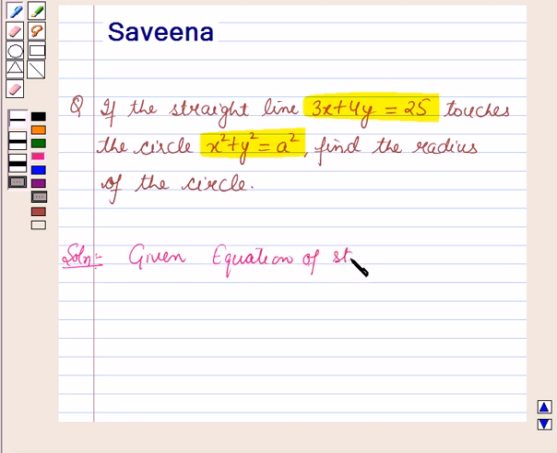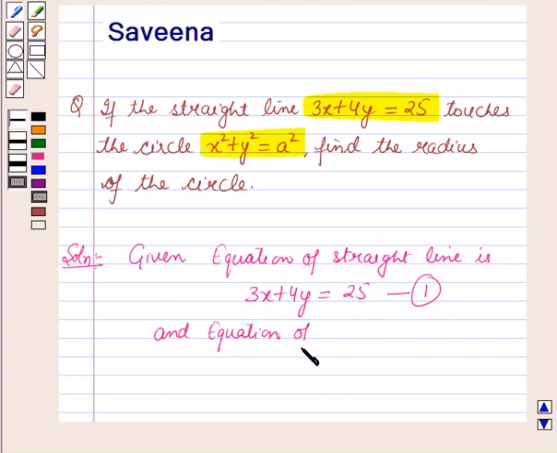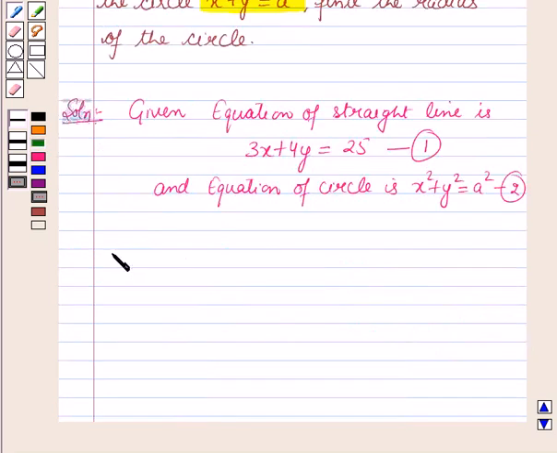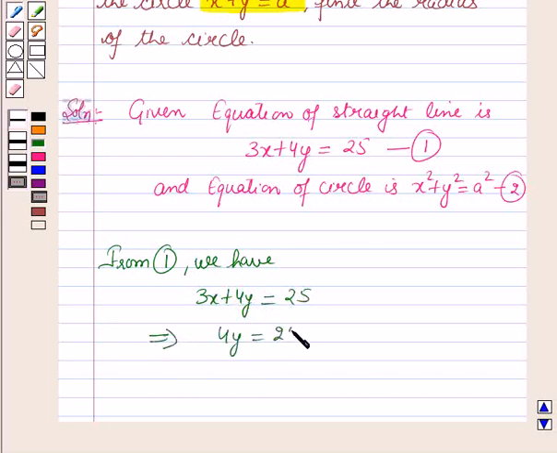So, given, the equation of the straight line is 3x + 4y = 25, let us name it as 1, and the equation of the circle is x² + y² = a², and let us name this as 2. From 1, we have 3x + 4y = 25, which implies 4y = 25 − 3x, which further gives y = (25 − 3x)/4.